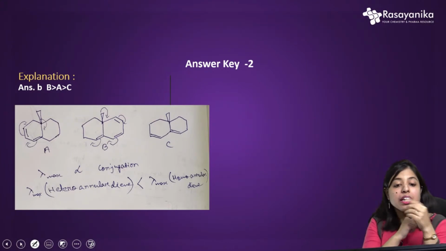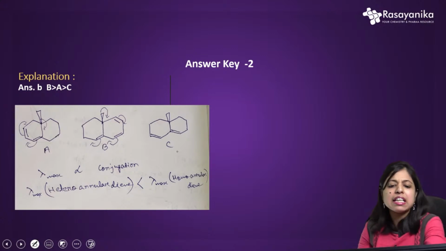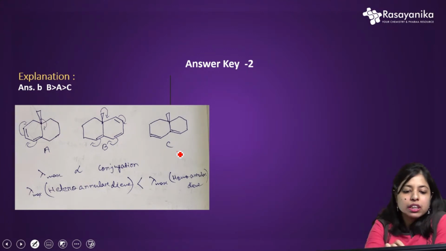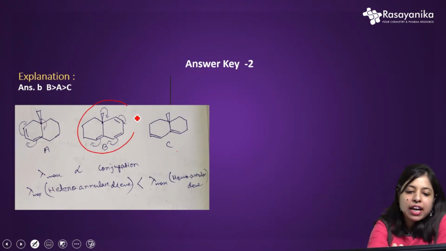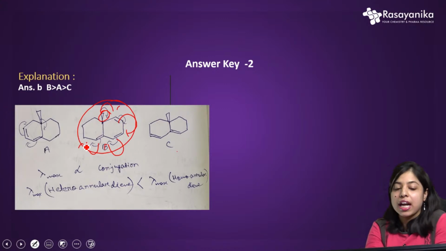So here just look at the molecules. All the molecules mainly take part in the conjugation except C, right? So here in B, the base abstraction at first occurs through this position. So there comes a negative charge, and that will move here, here, then here, then here. That is the maximum possibility of conjugation, right?